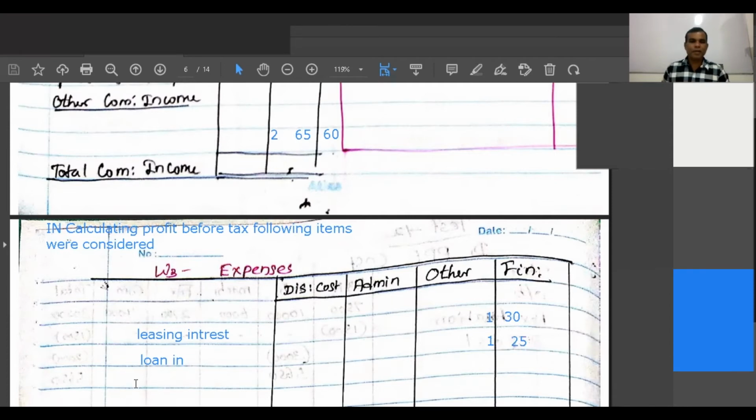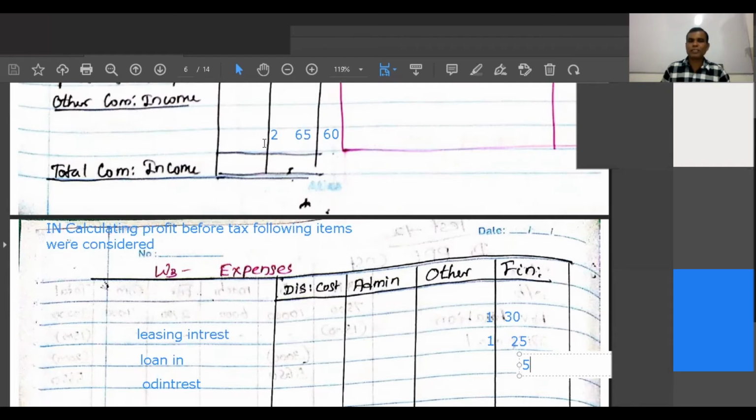And then there is another expense. Assume that OD interest is 5. Now you get the total of this financial expense column, 60. Now this is the 60, but it is wrong. Now the correct value is 65.